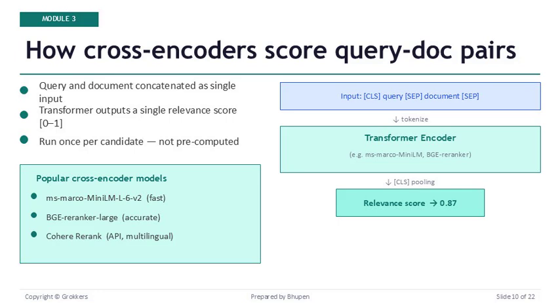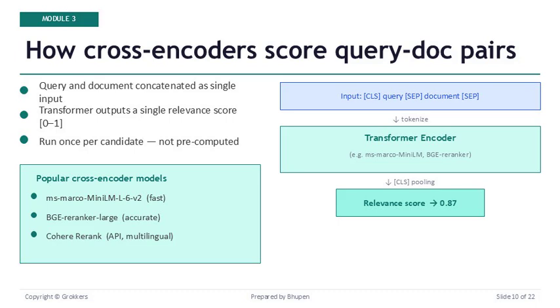In our example, that score is 0.87, highly relevant. The critical thing to understand is that this runs once per candidate document. There's no pre-computation trick. Every query document pair gets its own forward pass through the model.